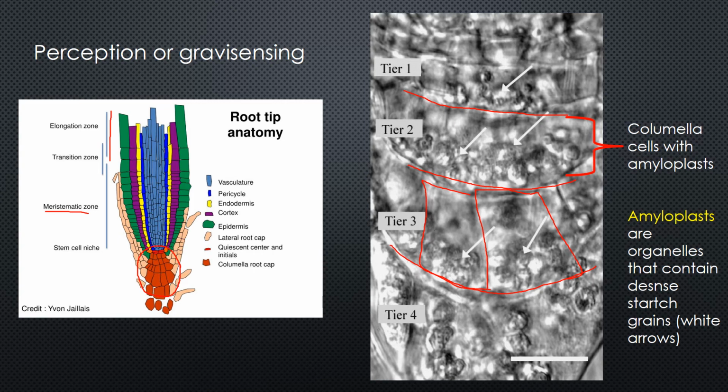Okay, so what is important about these columella cells is they contain specific organelles called amyloplasts. And so what that looks like is it's a membrane-bound organelle, and within it are these dense starch granules, or starch grains. So you'll see those right here. These are all these amyloplasts filled with starch. And what that means is that they are really heavy. So it makes sense that this is where the root would then be able to perceive gravity.